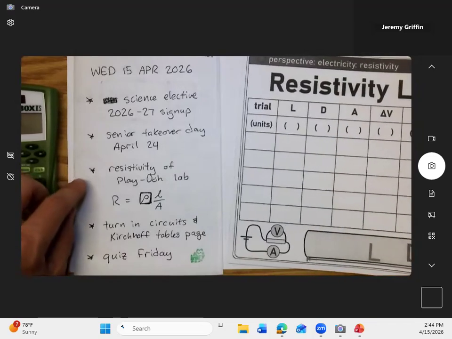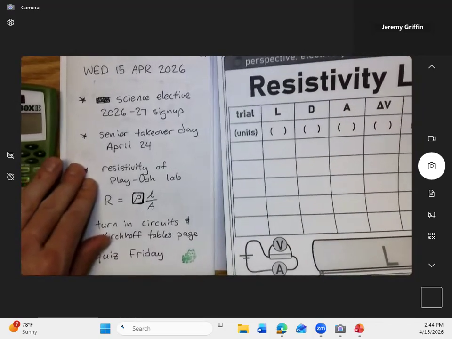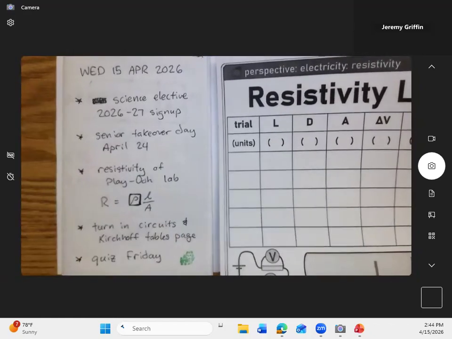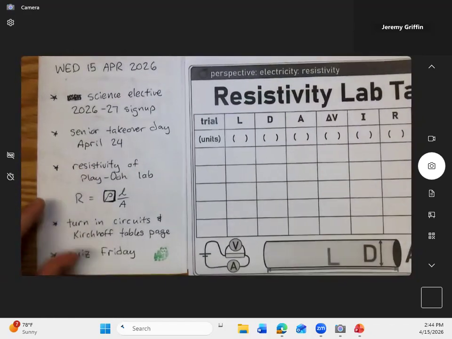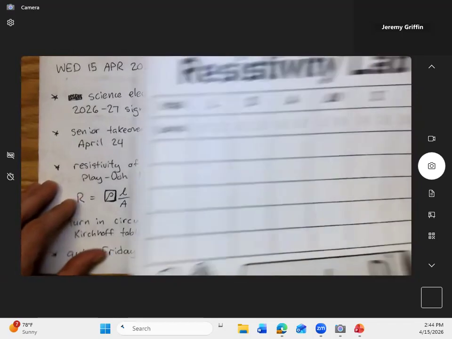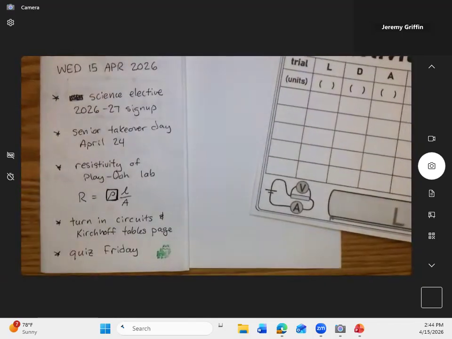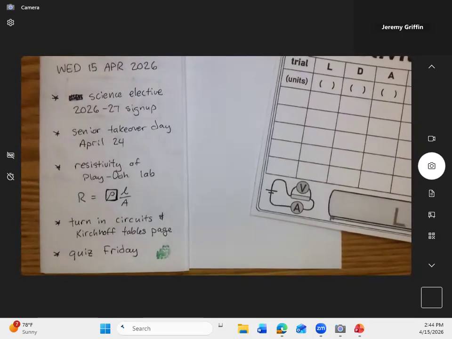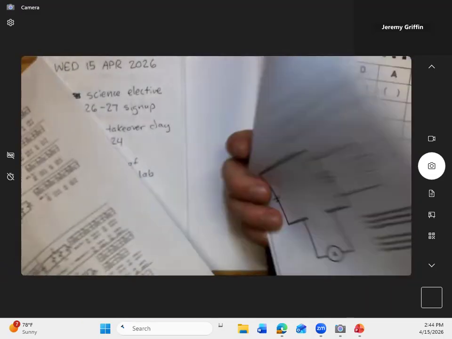Okay, but the main thing today is going to be this Play-Doh lab. Now, I did show you guys how to do this yesterday, so I'll show you guys real fast again today. Synopsis of what you're doing here. You guys have this lab table. And remind you guys too, going back to last week actually, I've been working on these pages. So there's this lab page.